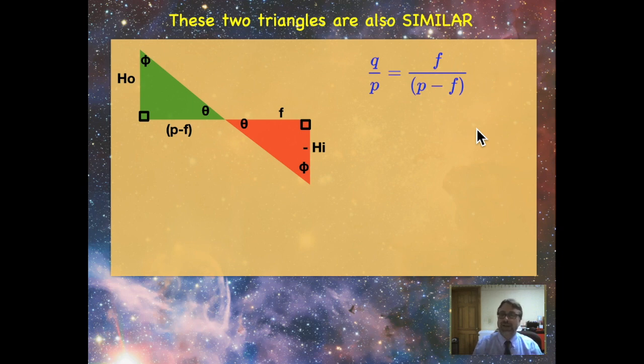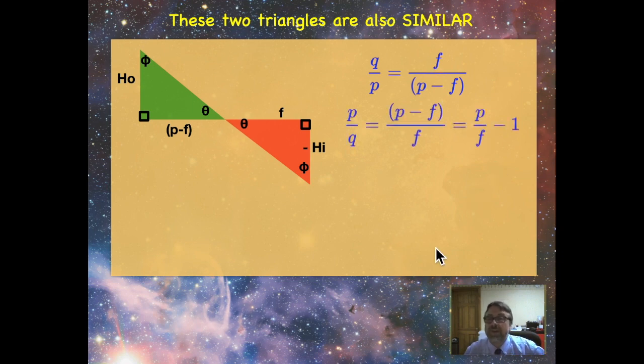All right, well, that doesn't look like it, but that is the mirror equation. I just need to work it to get it into the right form. So let's do some algebra. The first thing I note is I'm going to flip both of these fractions. So I flip the Q over P to make P over Q, but if I flip that side of the equation, I have to flip the other side as well. So I take F over P minus F, and I make that P minus F over F. So all I've done in this first step is flip this equation over.